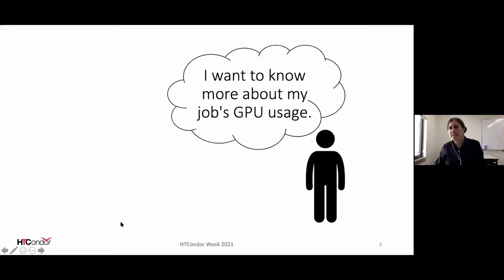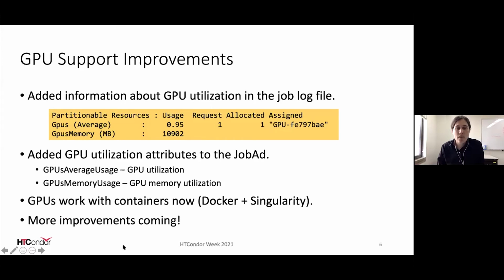So our next case is if you're a person who uses GPUs and wants to know a little bit more about what's happening on the GPU behind the scenes. The job log file now includes GPU utilization information along with the CPU, memory, and disk that's always been there. This information is now also in the job ad, so it can be queried using condor_history and condor_q. GPUs, just as a side note, also work with containers, and there are more improvements coming in the future.